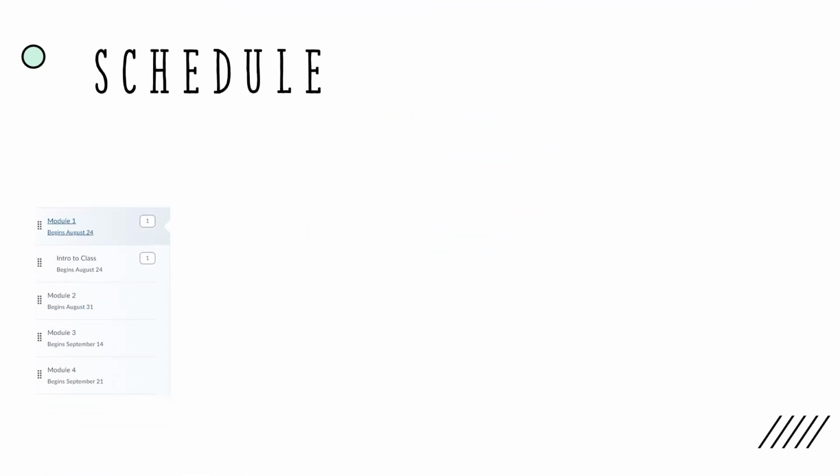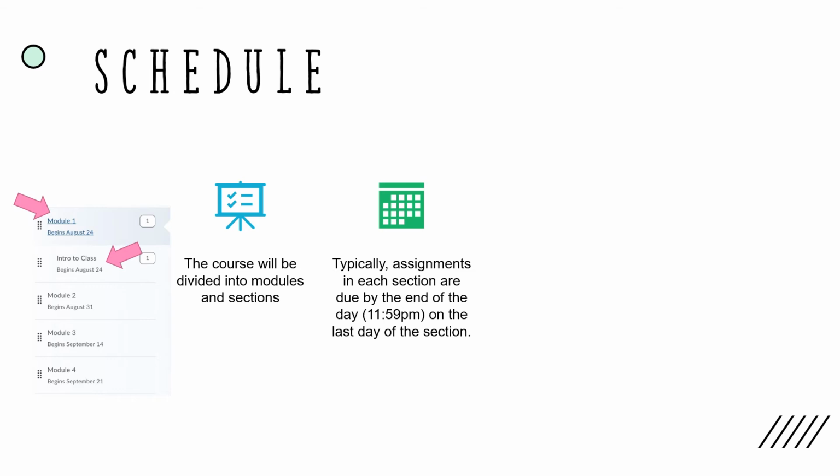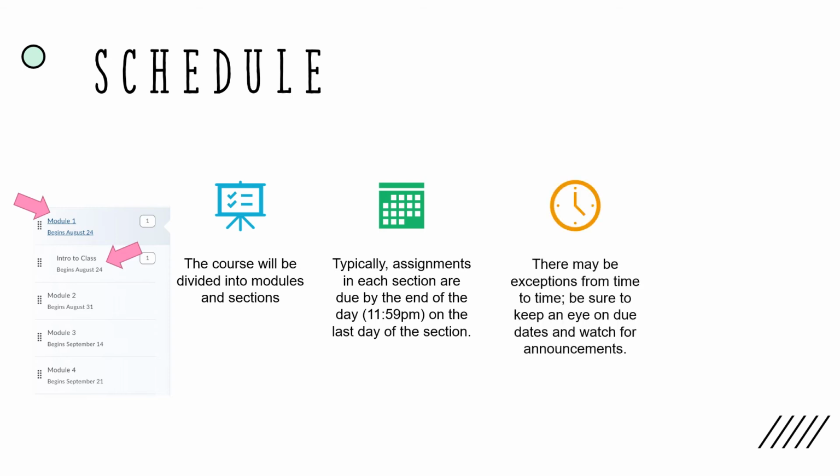As mentioned before, the course will be divided into modules and sections, and the number of days given to complete each section varies. Typically, assignments in each section are due by the end of the day, 11:59 p.m. on the last day of the section. This should give you a good deal of flexibility throughout the course. There may be exceptions from time to time, so be sure to keep an eye on due dates and watch for announcements. I suggest logging in on the first day of each module to get an idea as to what assignments you'll need to complete and how much time you'll have to complete them. More details about the schedule can be found in the course calendar in the syllabus.